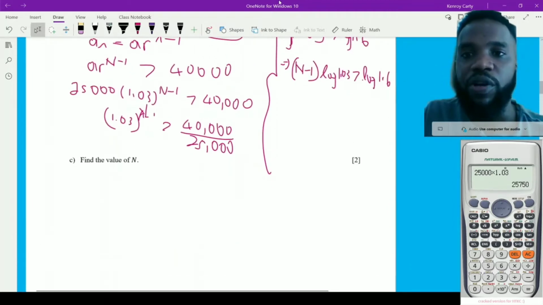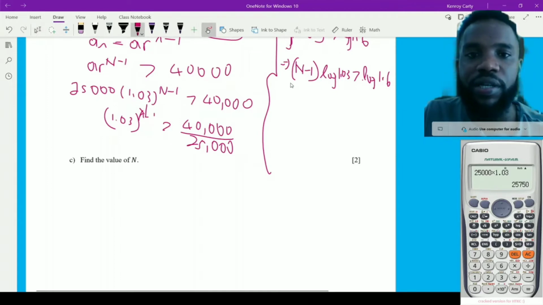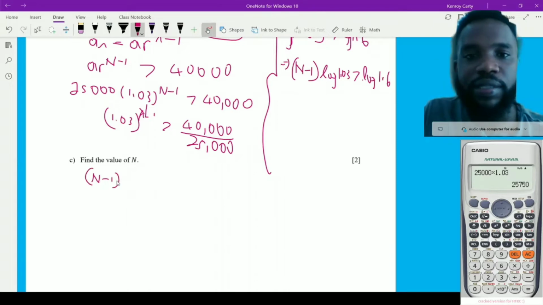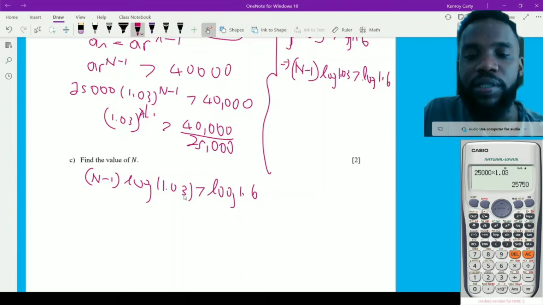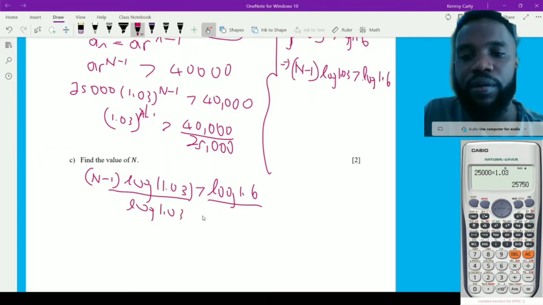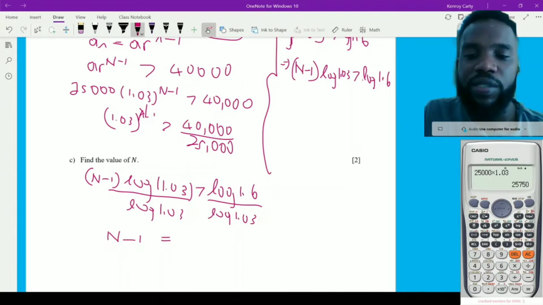So what it means is that I'm going back to my expression here that I had just proven, that n minus 1, open bracket, log 1.03 is greater than log 1.6. Now what do I want? I want n. n minus 1 is multiplying log 1.03. So of course I need to divide both sides by log 1.03. So n minus 1 is equal to, let's see what happens here.